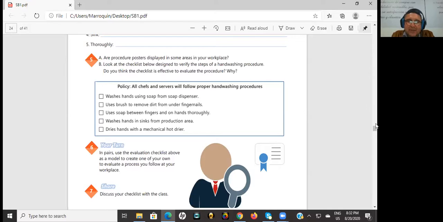Look at the checklist below, designed to verify the steps of a hand washing procedure. Do you think the checklist is effective to evaluate the procedure? Why? And then we go to the information. It says policy. All chefs and servers will follow proper hand washing procedures. What is the first one, Ronald? Wash hands using soap from soap dispenser. Okay, very good. Thank you. Number two, Maria.